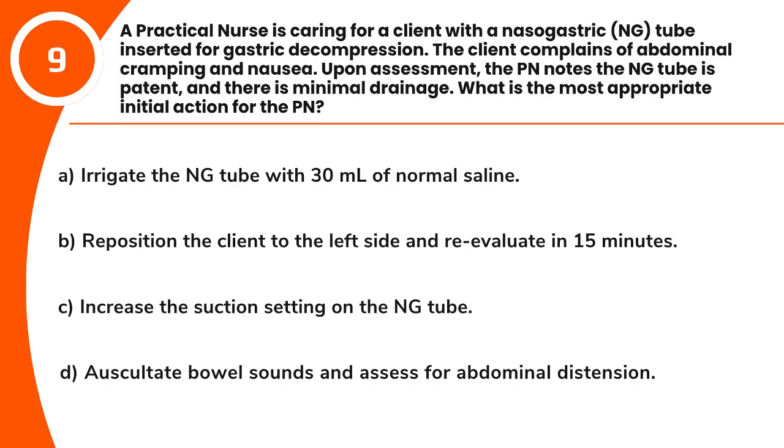A. Irrigate the NG tube with 30 milliliters of normal saline. B. Reposition the client to the left side and re-evaluate in 15 minutes. C. Increase the suction setting on the NG tube. D. Auscultate bowel sounds and assess for abdominal distension.